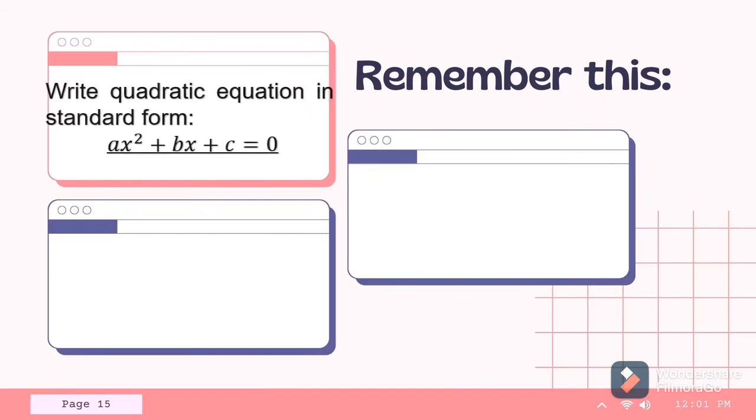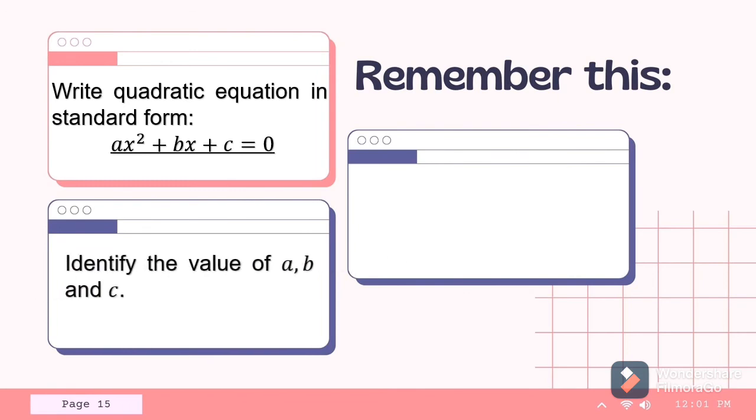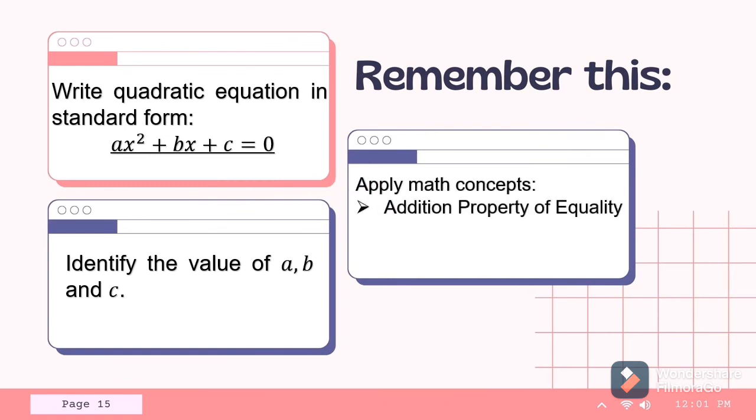Remember this. Write quadratic equation in the form of ax squared plus bx plus c is equal to 0. Then, you need to identify the value of a, b, and c. So, here, we apply the math concept using addition property of equality, distributive property, and the FOIL method.